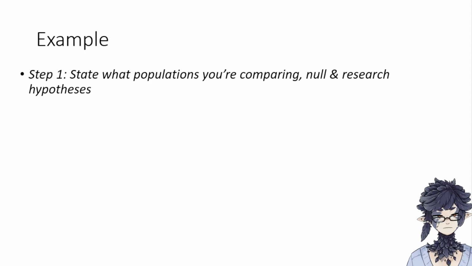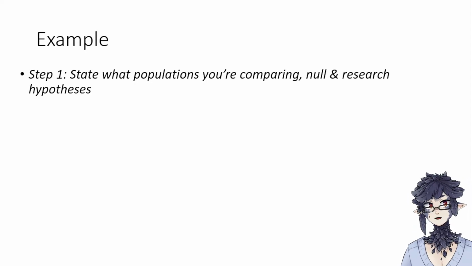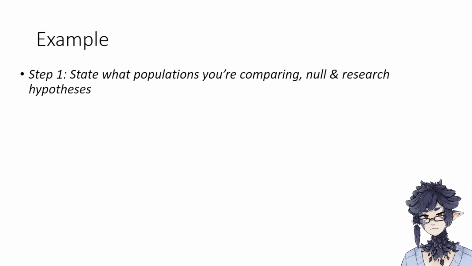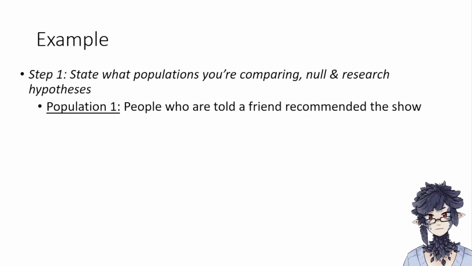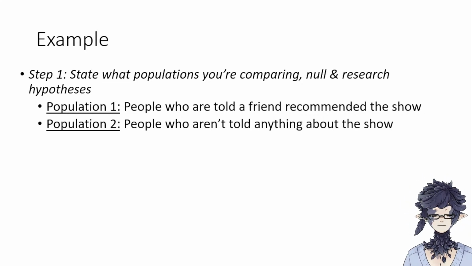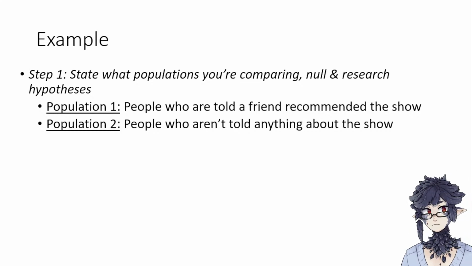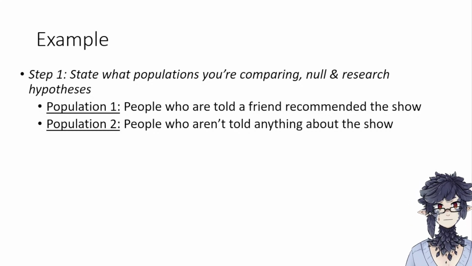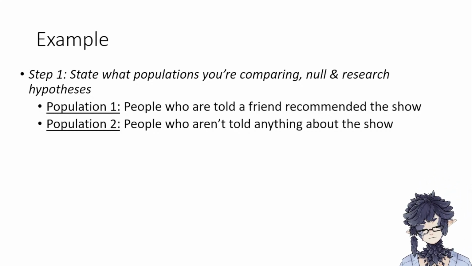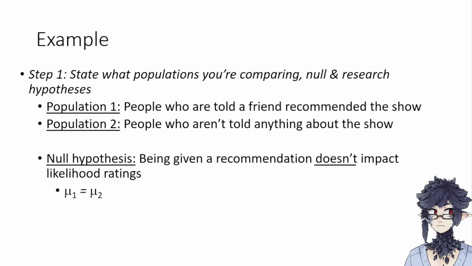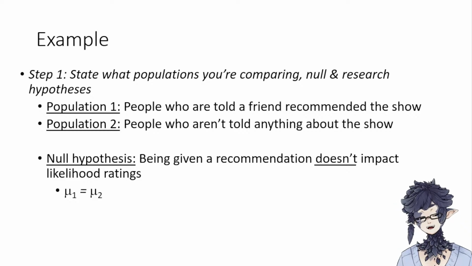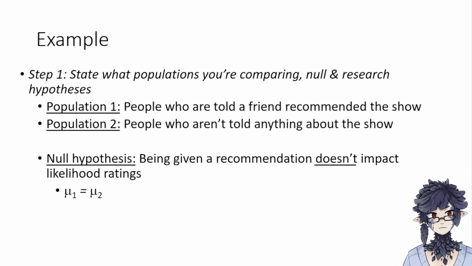Step 1 of hypothesis testing, we have to state our null and alternative hypotheses. Our first population is people who are told a friend recommended the show. This is our experimental group. And our control group is people who weren't told about the show, or weren't recommended the show by a friend. The null hypothesis is that there's no difference, that it doesn't matter if a friend recommended it or not, people will be equally likely to say they're going to watch the show.